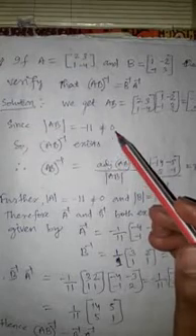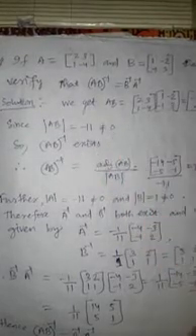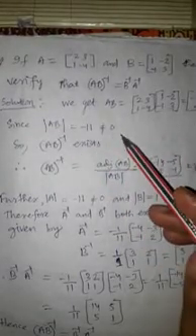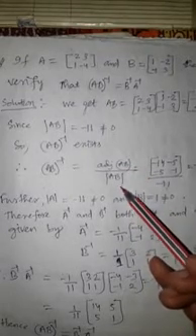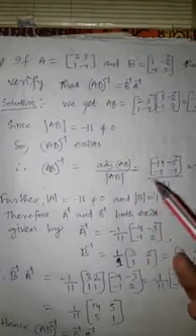Since AB determinant, you have to find out the determinant of AB. So that is equal to -11, which is not equal to 0. That means (AB) inverse exists because it is non-singular. So (AB) inverse is equal to adjoint of AB divided by determinant of AB.